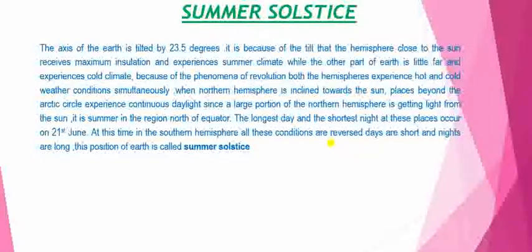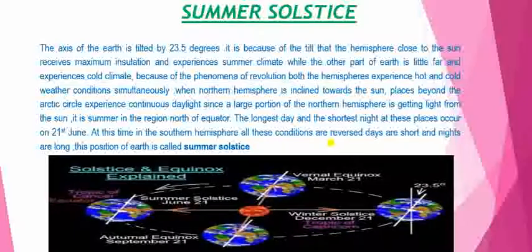It is because of the tilt that the hemisphere close to the Sun receives maximum insolation and experiences summer climate, like this. If we consider this position of Earth, this time the northern hemisphere is close to the Sun and experiencing maximum insolation, rather direct insolation at certain latitudes, especially the Tropic of Cancer, and that's why it is summer in the northern hemisphere. While the other part of Earth is a little far and experiences cold climate.